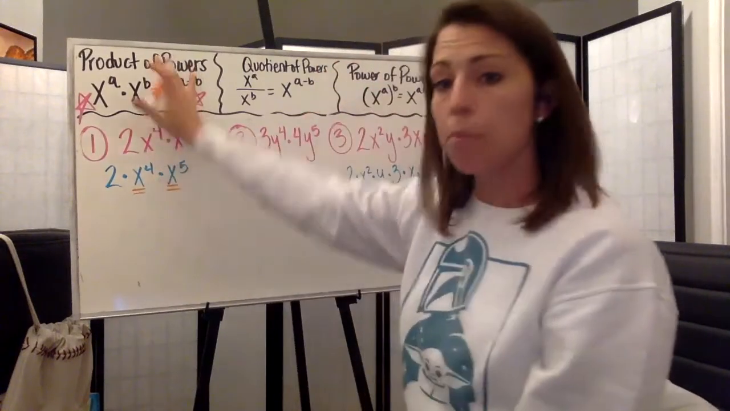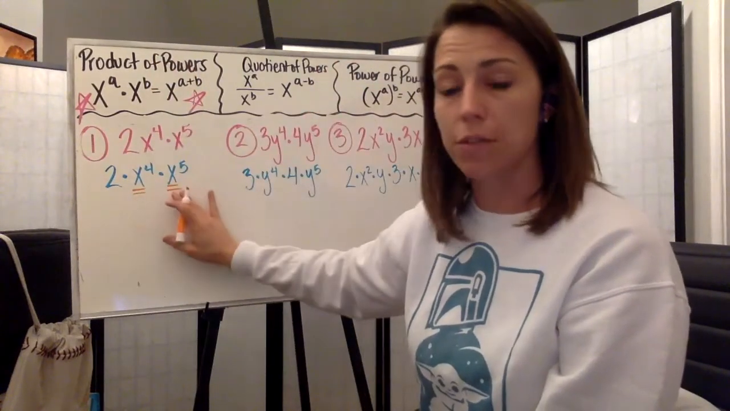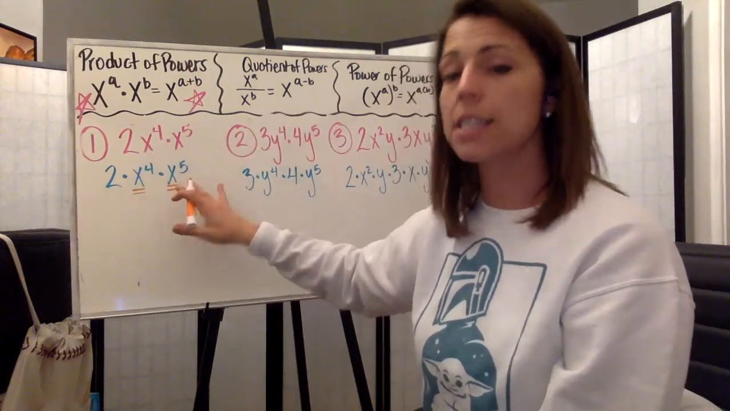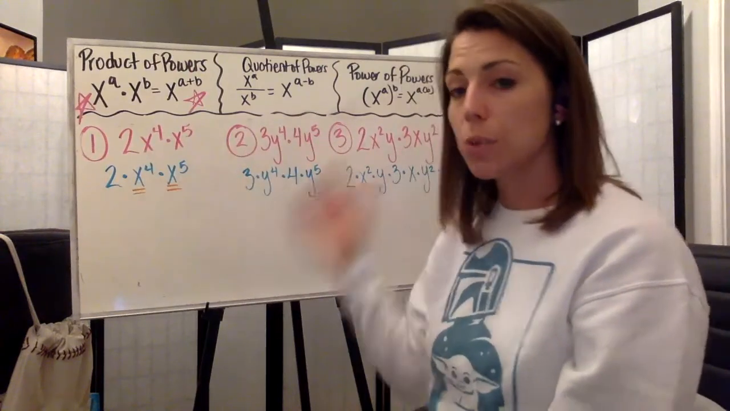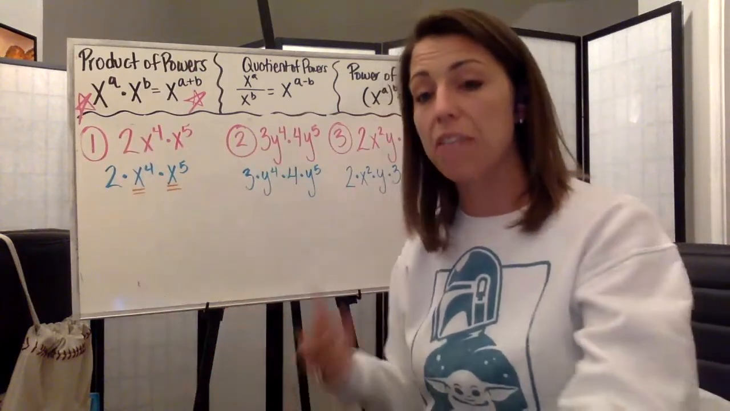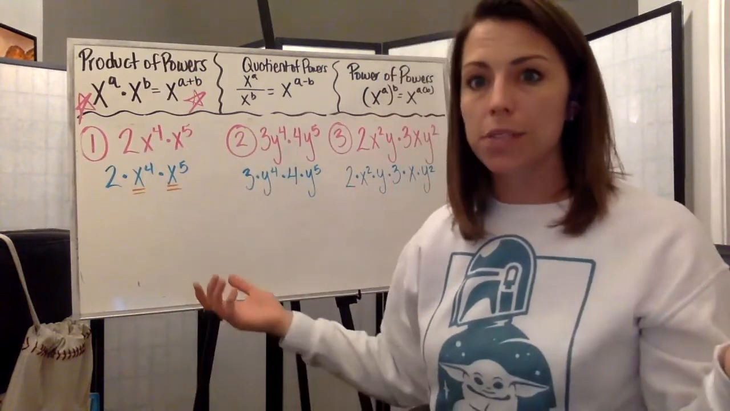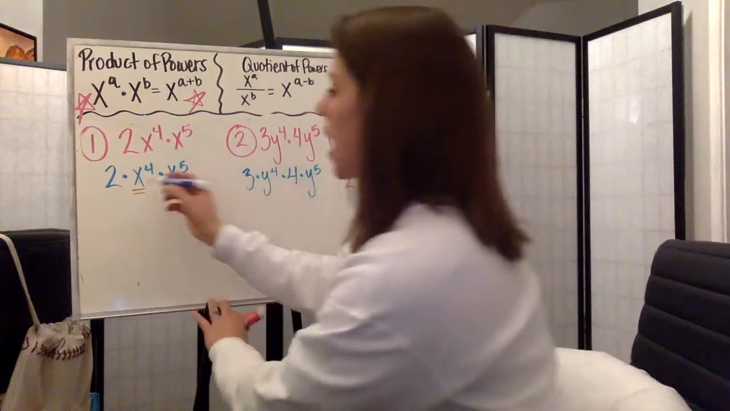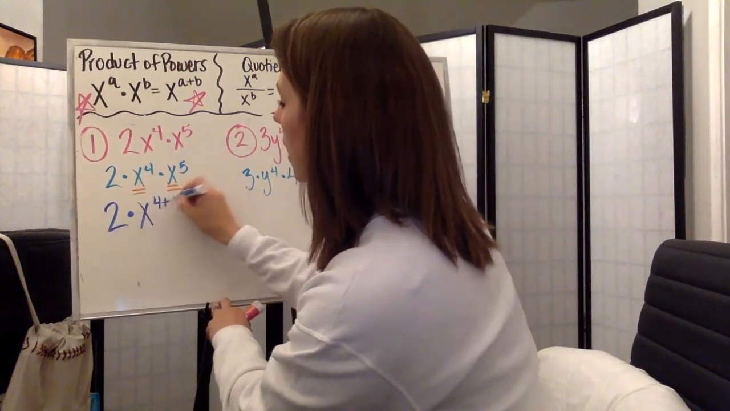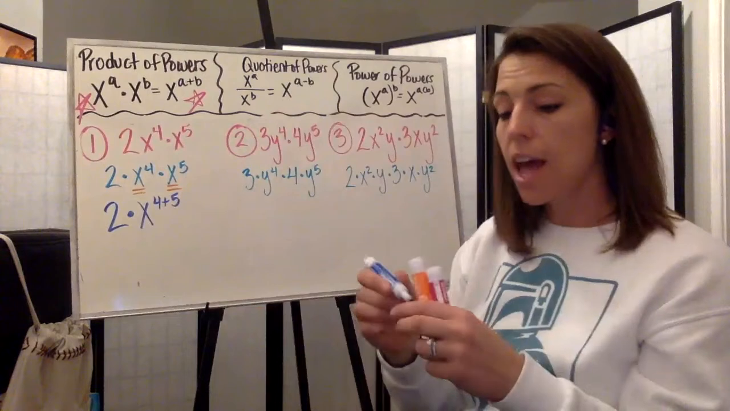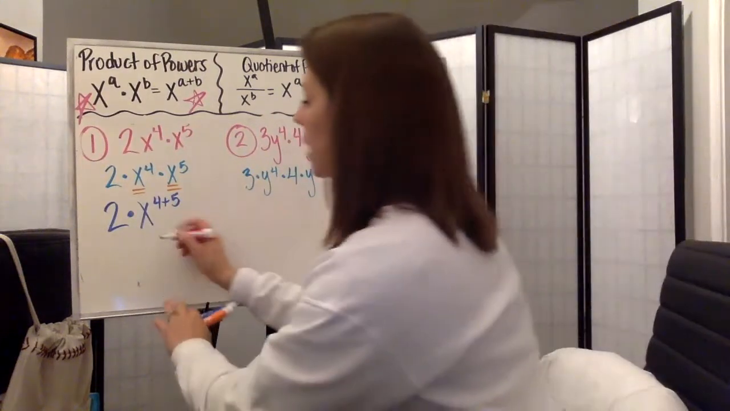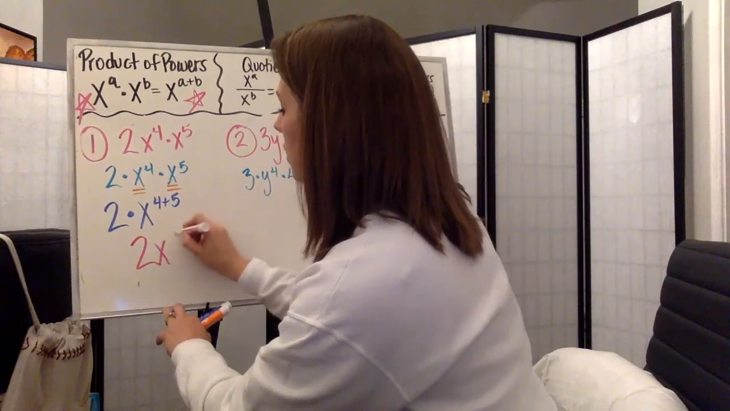I can apply product of powers property to x to the 4th times x to the 5th. Basically, this is 2 times 4 x's times 5 more x's. So what is that going to be in the end? That's going to be 2 times a grand total of how many x's? Well, what's 4 plus 5? That would be 9. So showing the math, this is 2 times, if I'm applying that product of powers property, I'm adding those 4 x's with those 5 x's. And my final answer is 2x to the 9th.